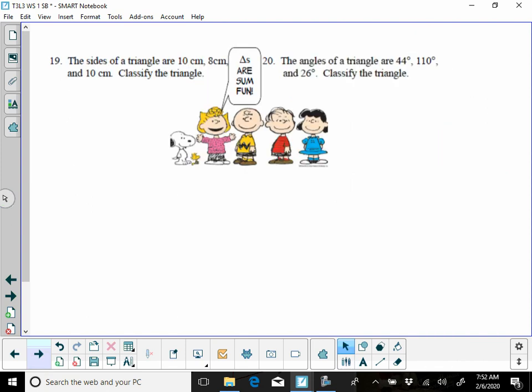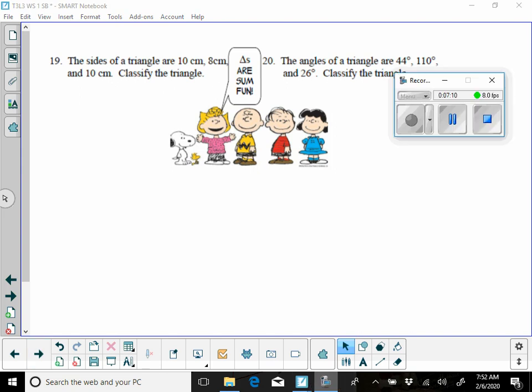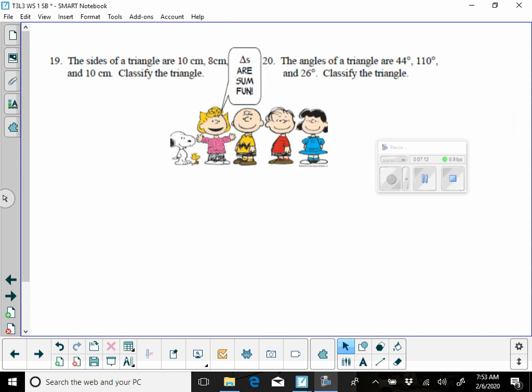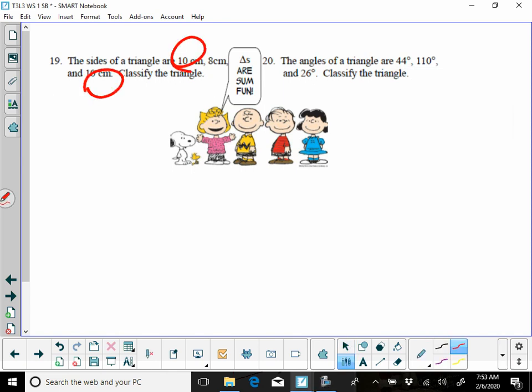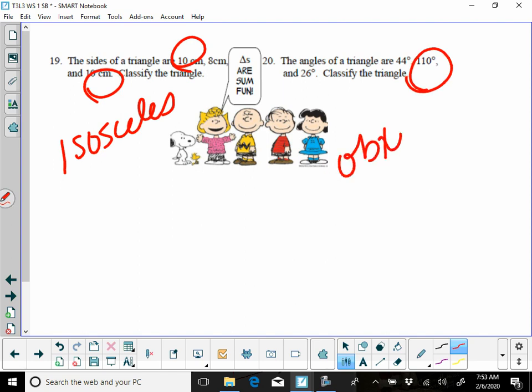All right, so last two, 19 and 20. The sides of the triangle are 10, 8, and 10. Classify the triangle. Right there you see you have two sides that are the same, 10 and 10, so that is going to be isosceles. And then for your angles, if you have one that is greater than 90, so right there 110, then that is obtuse.